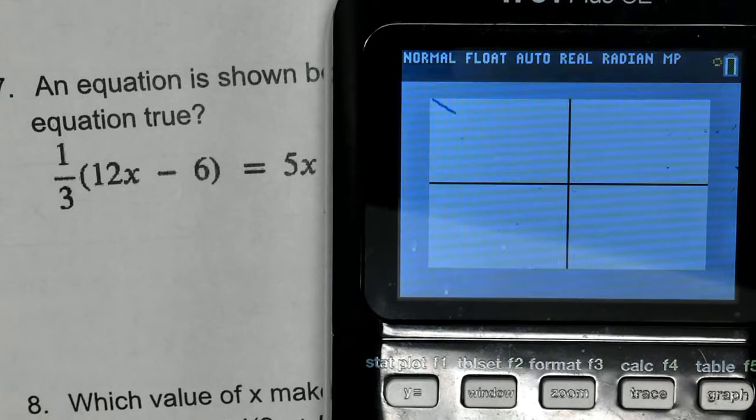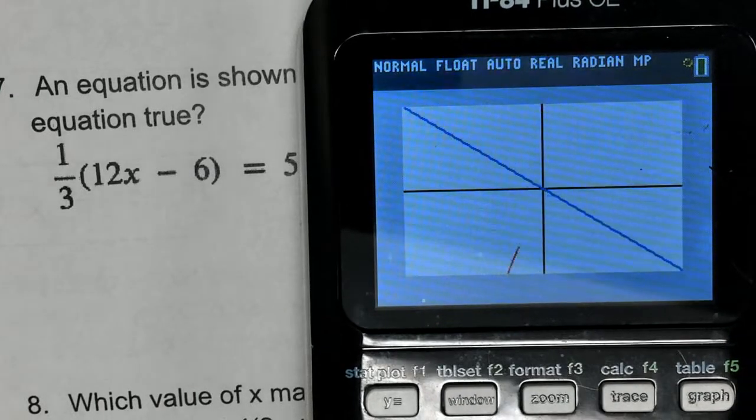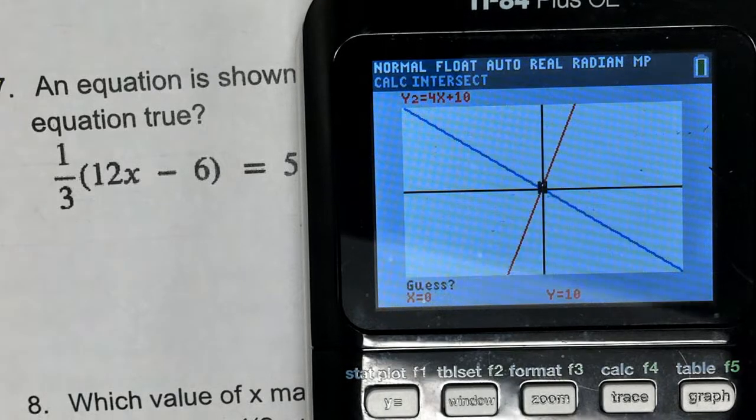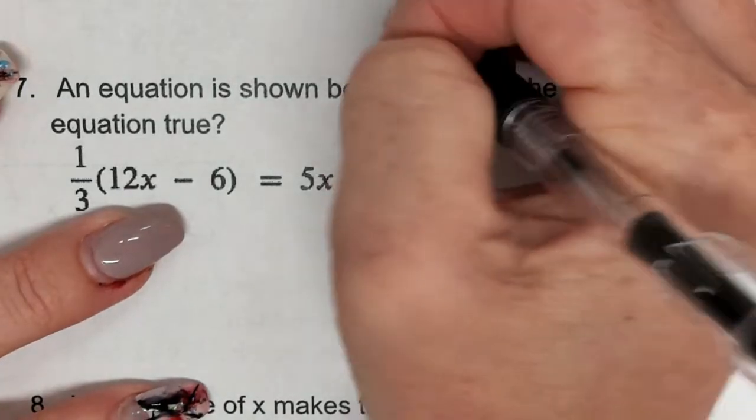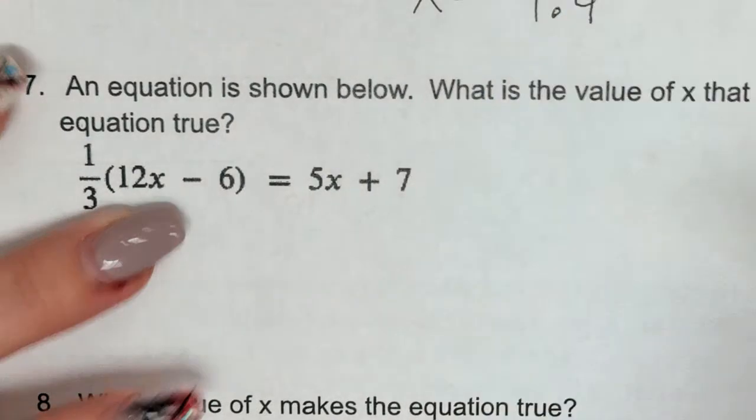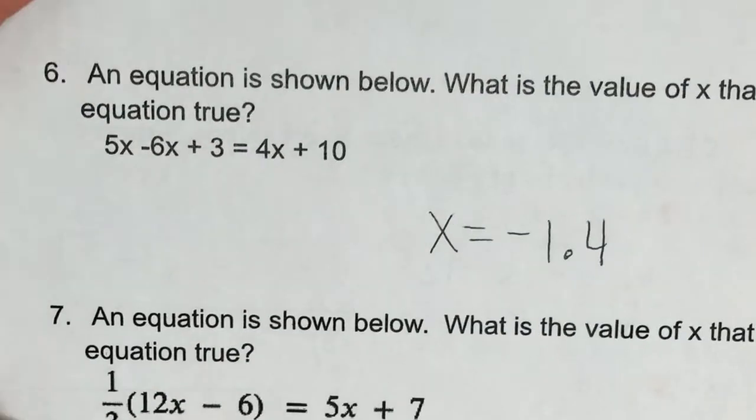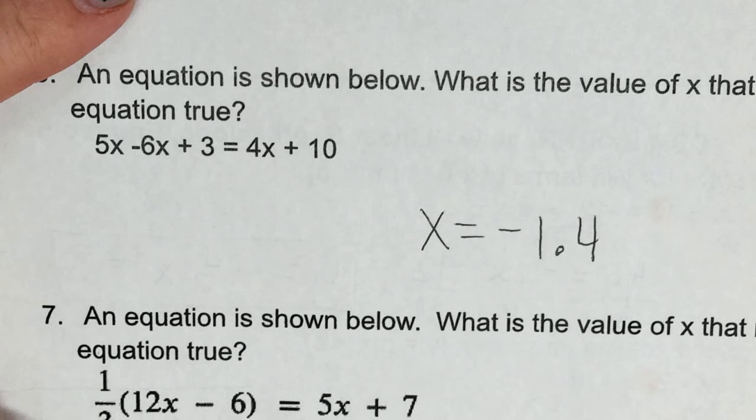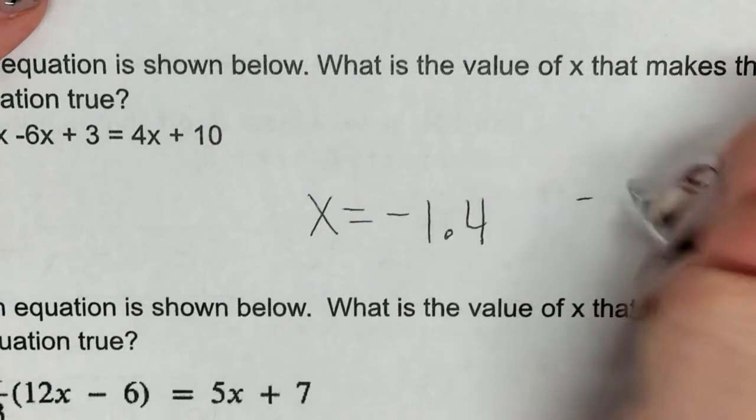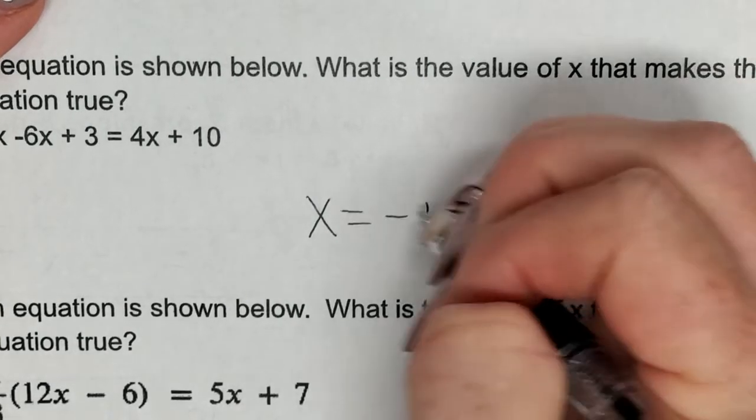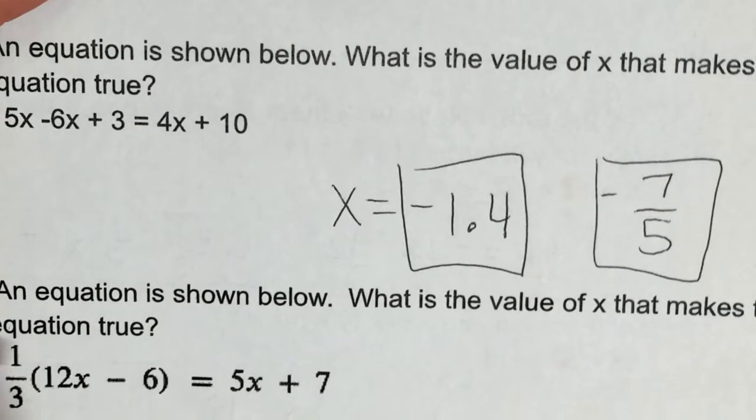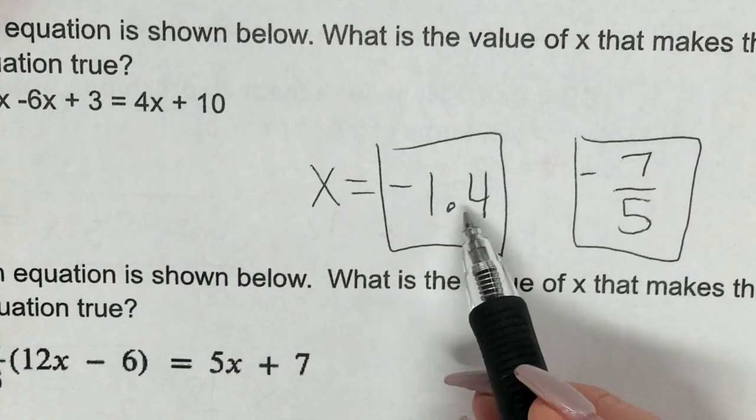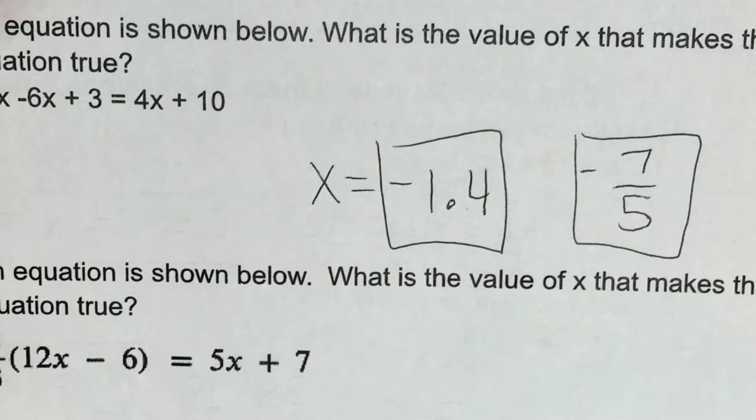Second trace, option 5. Enter, enter, enter. What's my answer? X equals negative 1.4. Now stop. What if their answers were fractions? Negative 7/5, because that's what I got when I solved it by hand. Are both of those answers correct? Could you go check it by changing them into decimals? Like if they gave you this and the calculator gave you this, can you go change the answers to decimals?